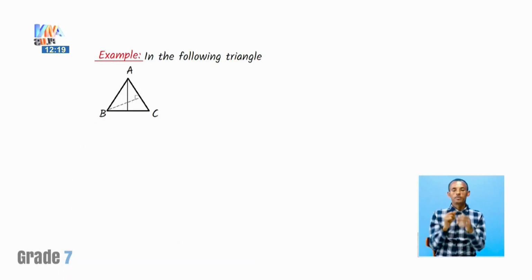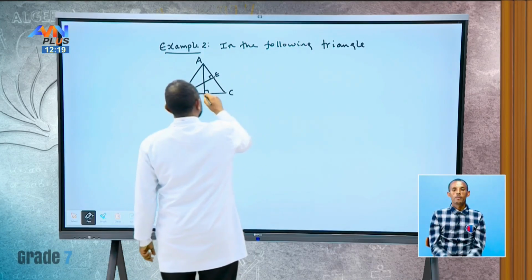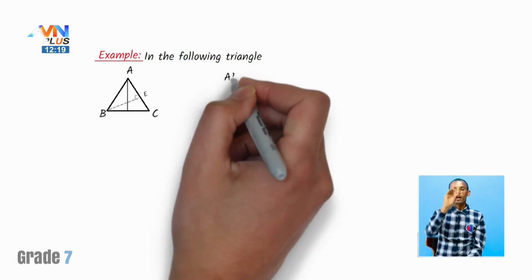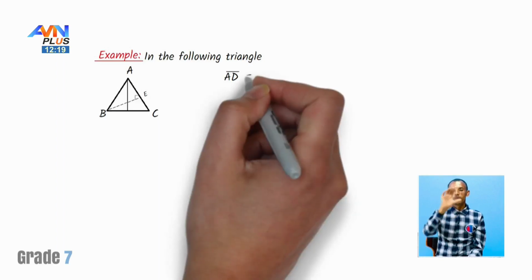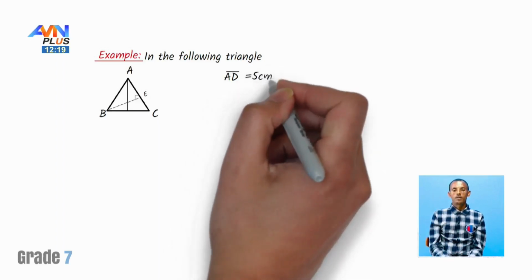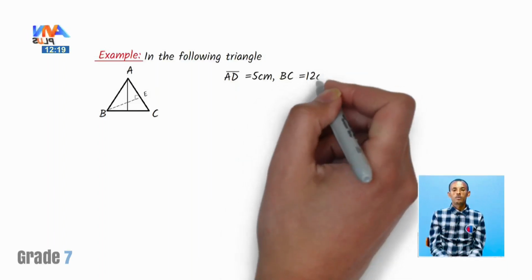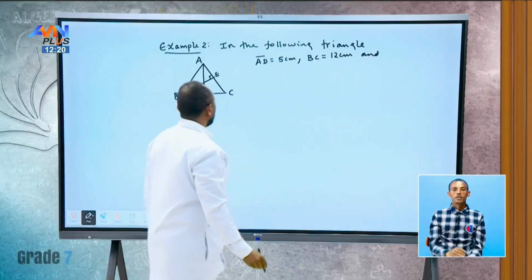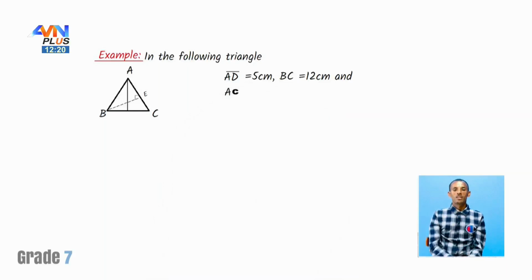Assume this to be E. In the following triangle, this one is D. AD is equal to 5 centimeter. BC is equal to 12 centimeter. And AC is equal to 10 centimeter.